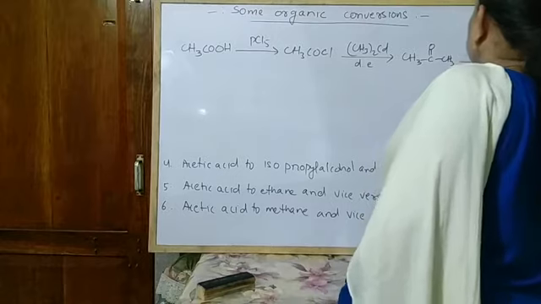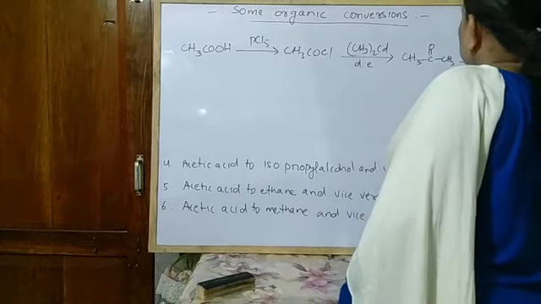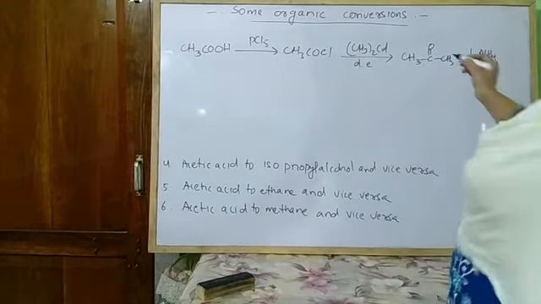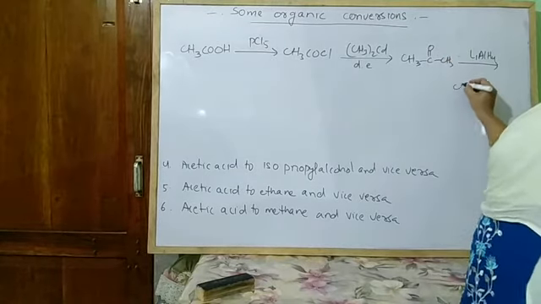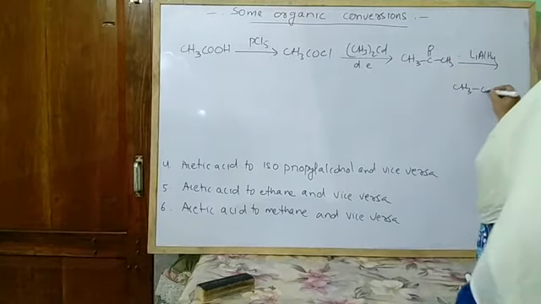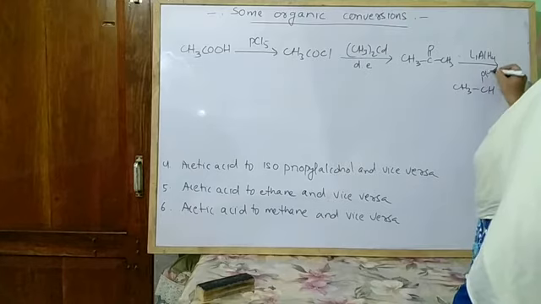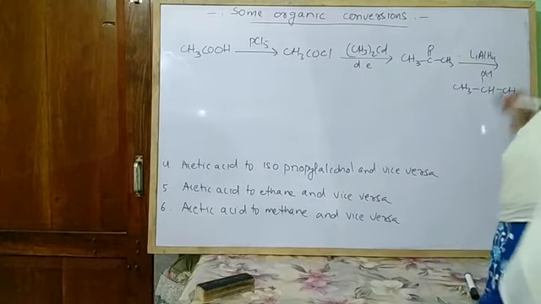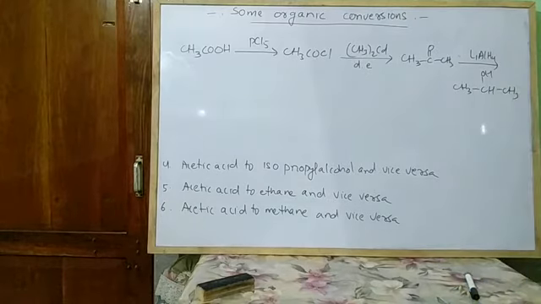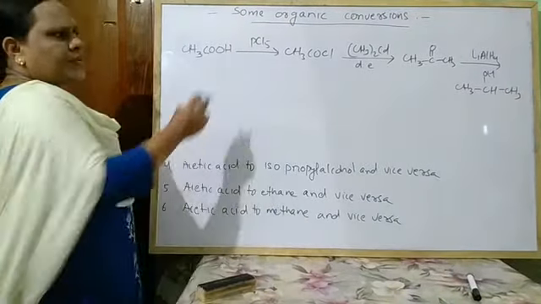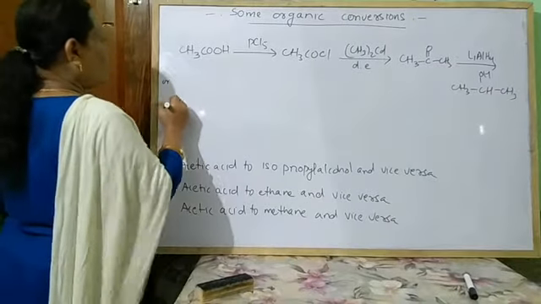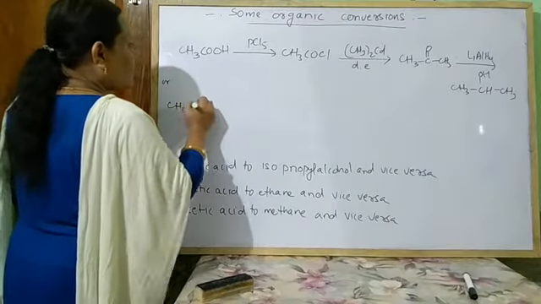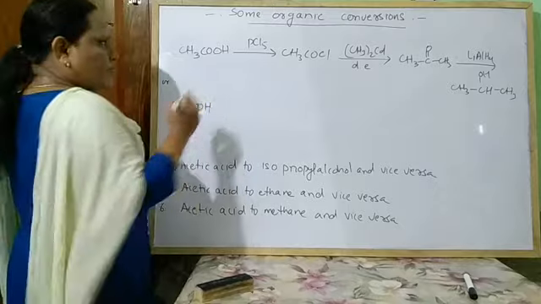which on reduction with lithium aluminum hydride, this CO group is reduced to CHOH. It is converted to isopropyl alcohol. Then you can also write this another way. Look here, or this one.